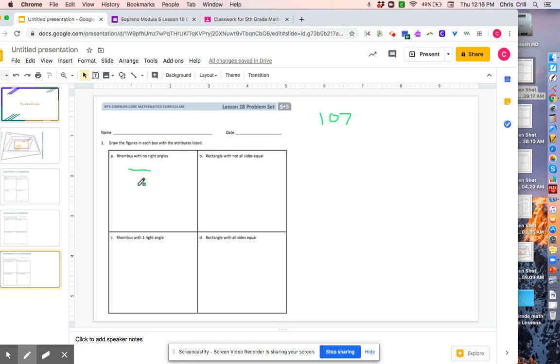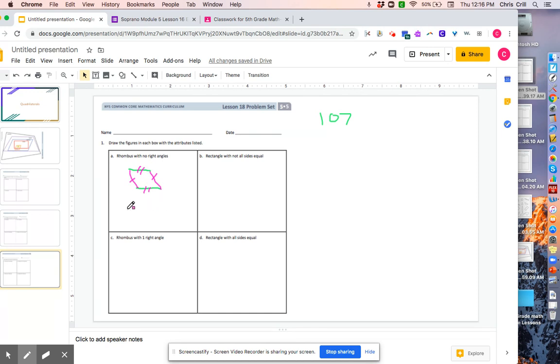So if I draw this like this, one pair of parallel sides, I'm going to draw my second pair right here, and I'm drawing these so I have two acute angles and two obtuse angles. So I have four equal sides, and my sides contain two pair of parallel sides. So this would be a classic rhombus.